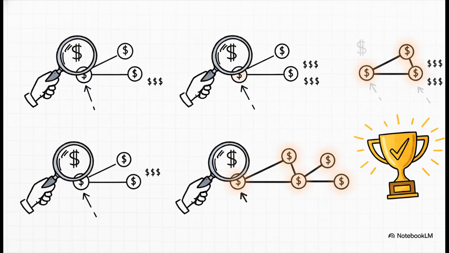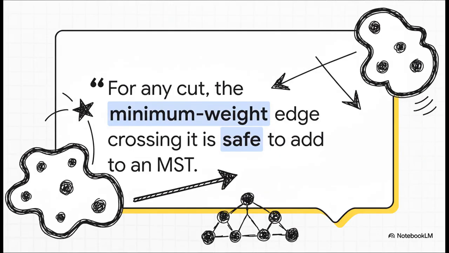It's kind of amazing. The first reason this works is something called the cut property. Okay, so picture this. You draw a line, we call it a cut, that splits all your points into 2 separate groups. You're going to have a bunch of possible connections that cross over this line. The cut property guarantees that the absolute cheapest of all those crossing connections has to be part of a minimum spanning tree. It is always a safe move to add that edge to your final network.